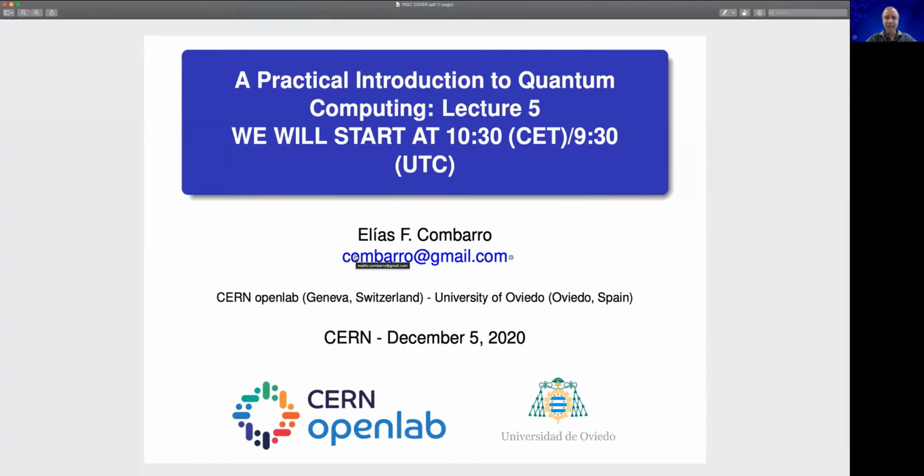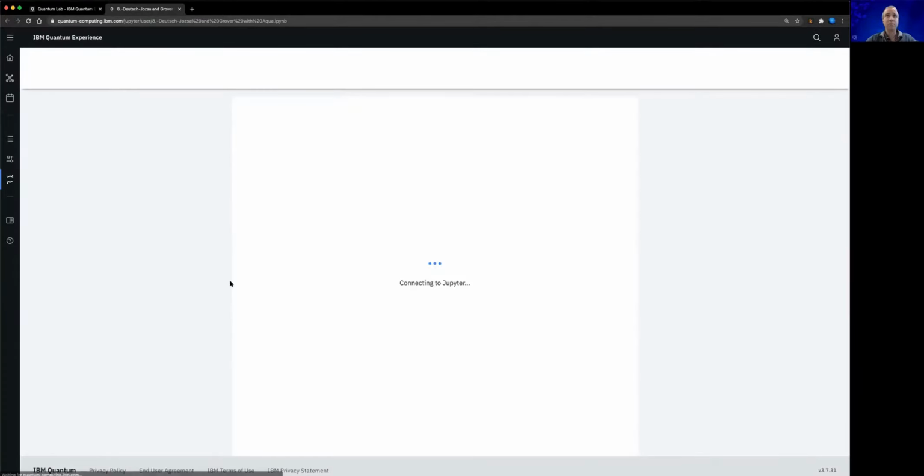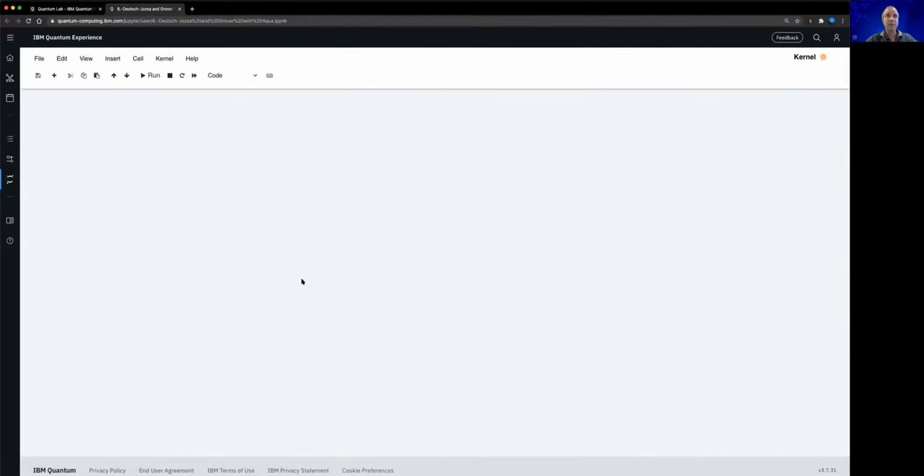Okay. So I would like to start today by running a notebook that we didn't have time to run last week. So let me share my screen with the quantum IBM experience. Okay, so you should now be seeing my screen with the quantum IBM experience, and I'm going to open this notebook, which is number 8. As always, you can find it on the Indico page for the lecture.